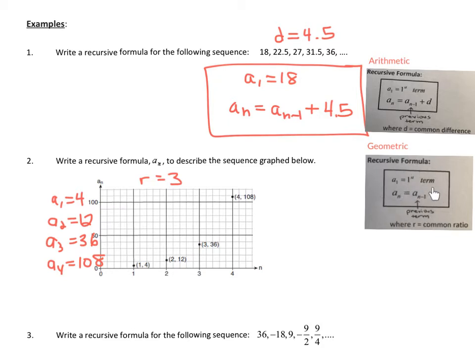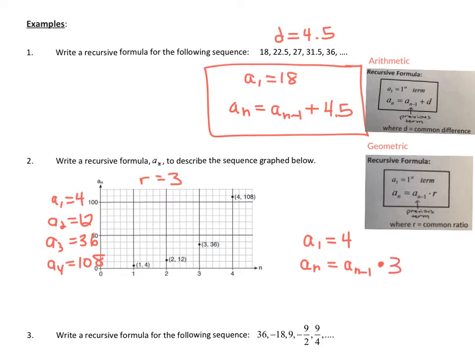a sub 1 is the first term. So we know, there it is, right there. There's our first rule: a sub 1 equals 4. Now, when you write a recursive formula, you also have to say a sub n is equal to the previous term, which we write as a sub n minus 1, now times r. So times, well, we said we're multiplying by 3 to get from one term to the next. So you can write it like this if you want.